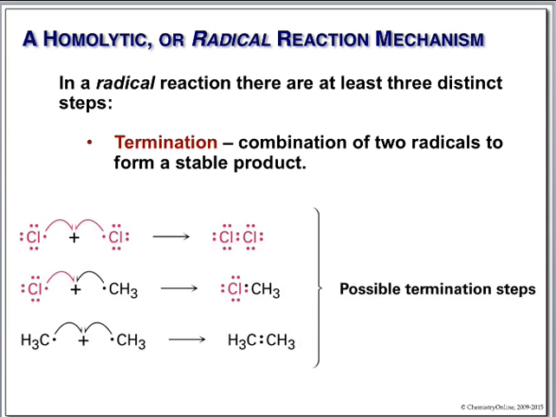These are other possible termination steps. 2 chlorine radicals can simply get back together to make molecular chlorine. This is the one we just saw, chlorine plus methyl radical to give chloromethane. Or we can even take 2 methyl radicals and make ethane.